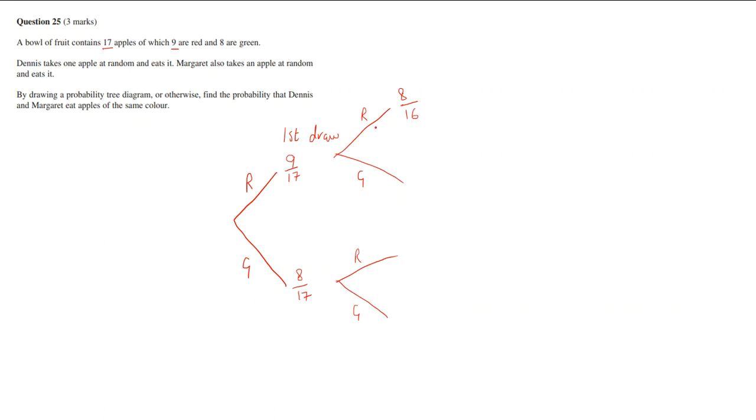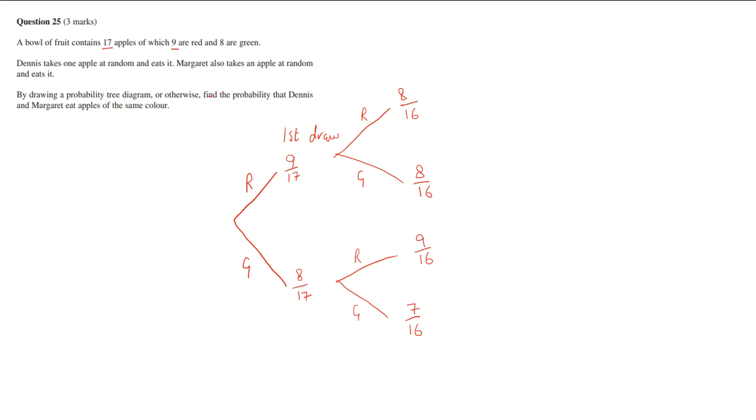So 8 out of 16 is the probability of a red apple. There is no green apple eaten, so there are still 8 green apples and the total is 16. So that's the probability. In this case, no red apple was eaten because the first one that was eaten was green. So it's still 9 apples out of 16, because one is already eaten. And in this case, one green has been eaten, so 7 out of 16 for this one to happen.